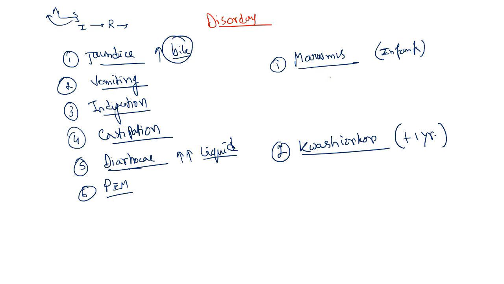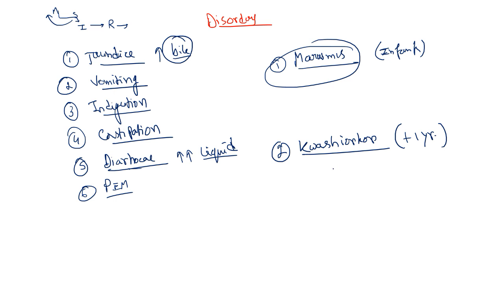Why is this caused? Generally, if the mother's milk is replaced at a very early stage, or the mother has a second pregnancy when the older one is too young, this is generally the reason for causing a marasmus kind of situation.